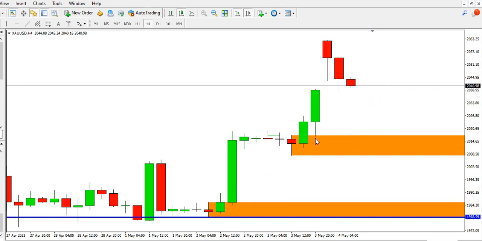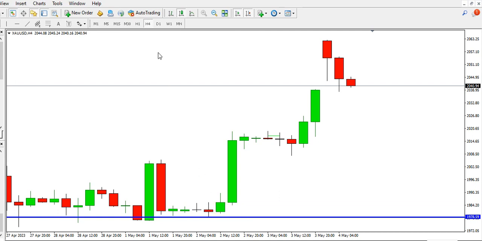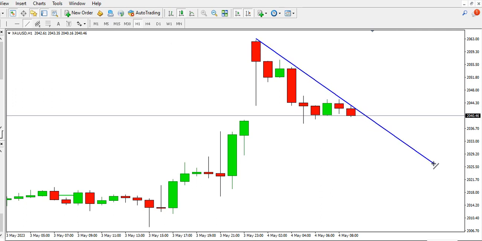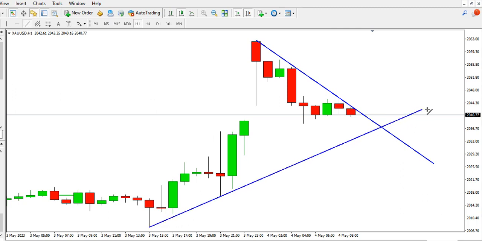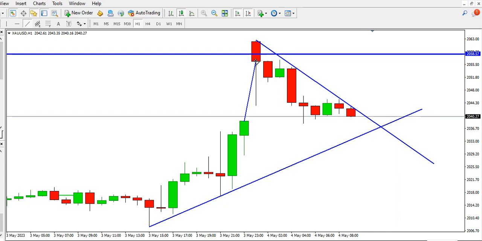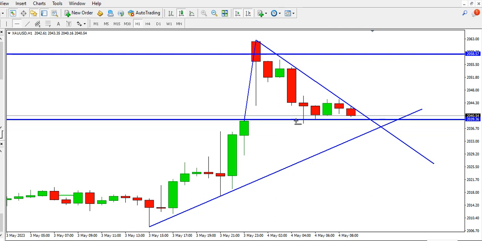So let's look at the 1-hour time frame. Let's run through the 1-hour time frame to see what has happened. On the 1-hour time frame, we can mark up a descending trend line. See that the bears are currently active, the bears are currently in charge. If we mark up another ascending trend line around here, you can see a triangle. This particular gap has currently been filled, and I expect price to continue to drop.